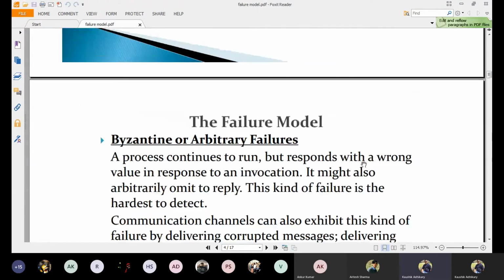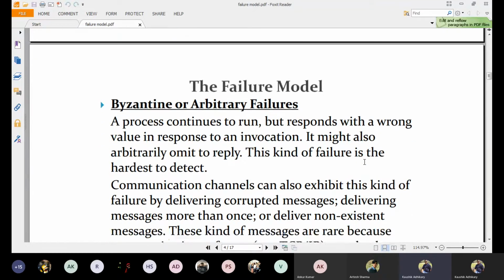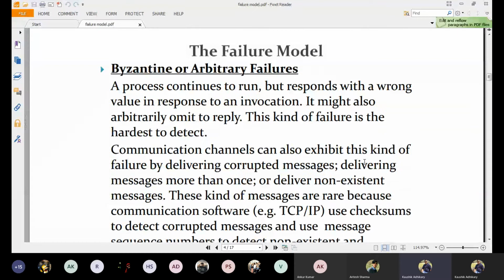So the next type of failure model is the Byzantine or arbitrary failures. These failures are very difficult to detect because, in the Byzantine or arbitrary failure, a receiver can give a wrong response due to some software or hardware failures. It can give some wrong response. So it is a little difficult, but it can also be checked with the checksum.